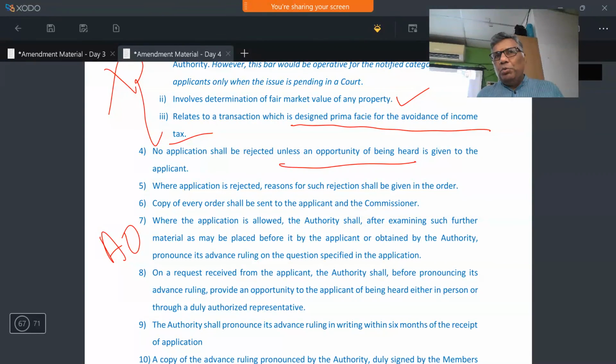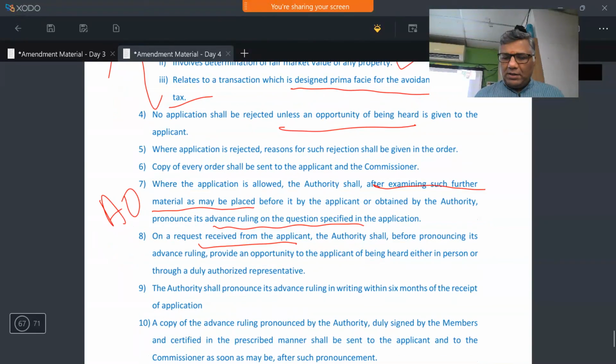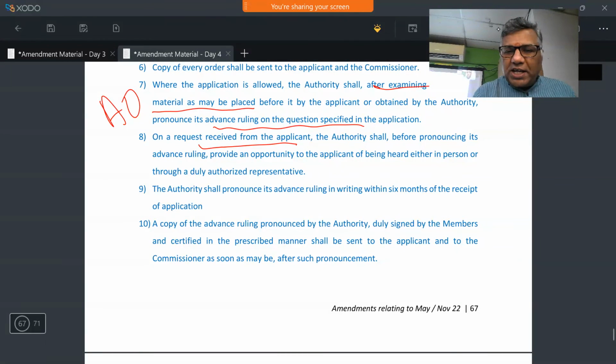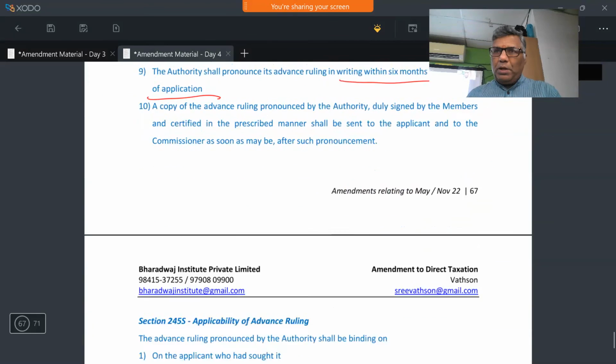But you will not have people advance ruling. So they will ask the AO only to make further inquiries, the commissioner only to make it. Where the application is allowed, the authority shall, after examining such further material placed before it by the applicant, pronounce the advance ruling. On request of the applicant, he can ask the applicant to come in person. The time limit is 6 months from the receipt of application. Within 6 months, AAR should give it and send a copy to both the parties.